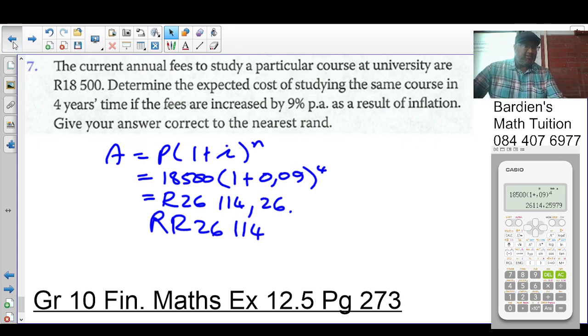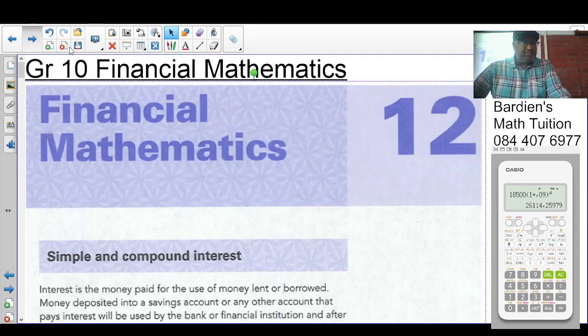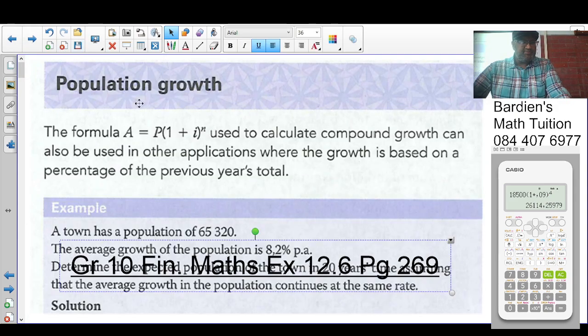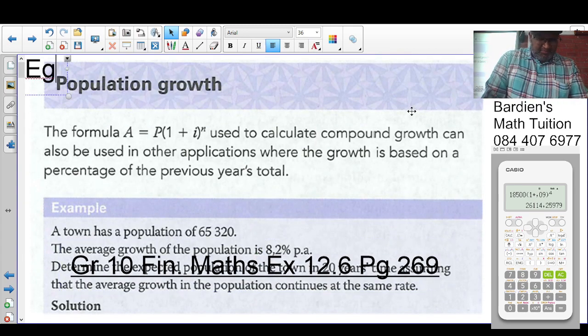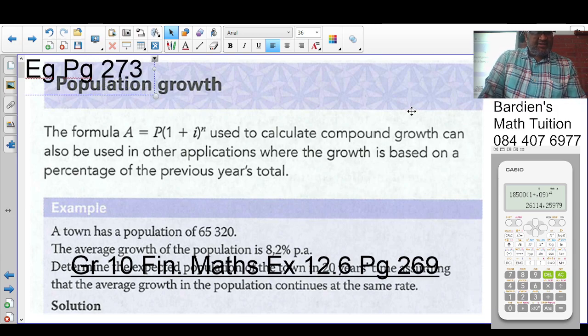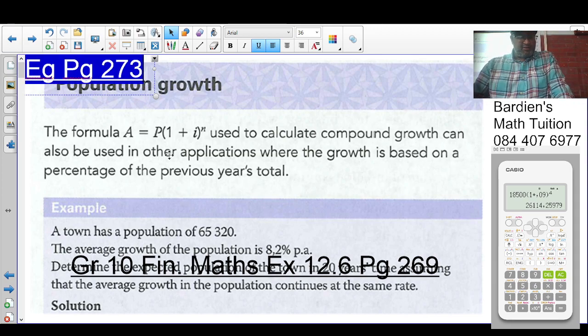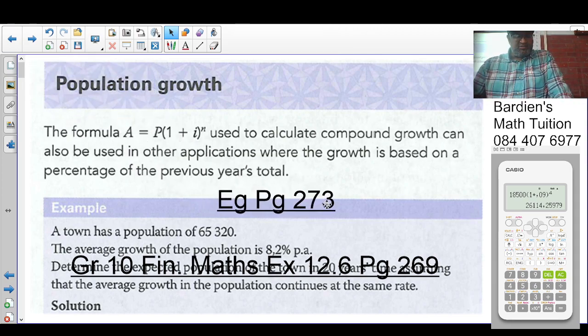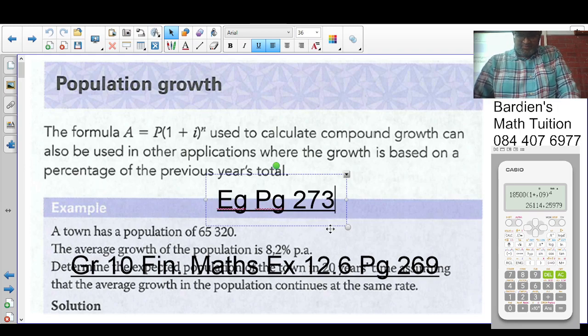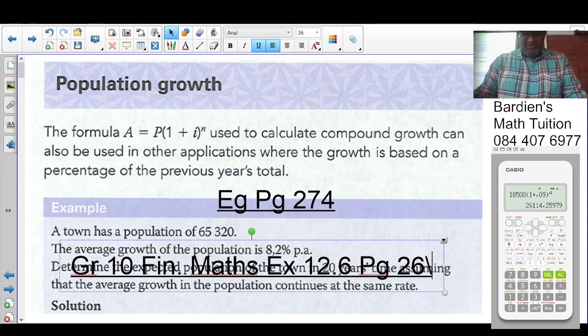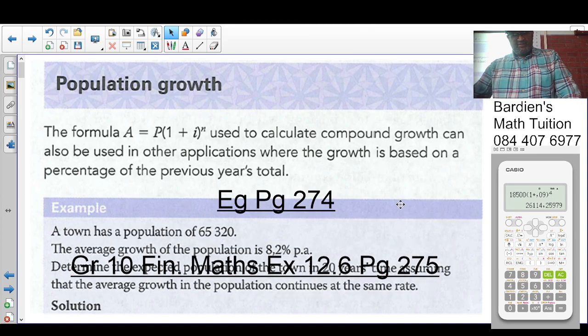So with that, we can delete this page here. Now we're looking at population growth, and this is reading from page 274. Okay, and the exercise is on page 275. Okay.